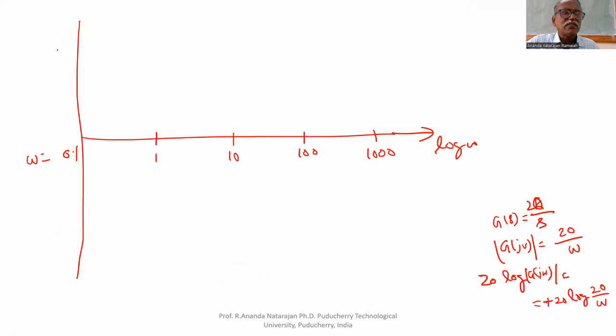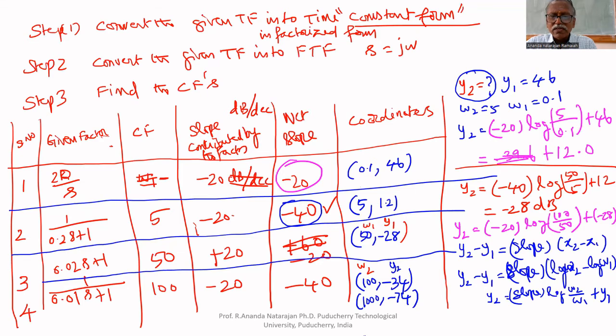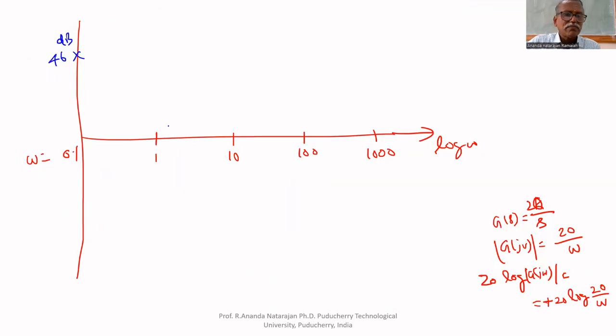0.1, 46 dB. Then at 5, 12, at 5, 12, maybe 5 here. It is 12. At 5, this is 5, 12.